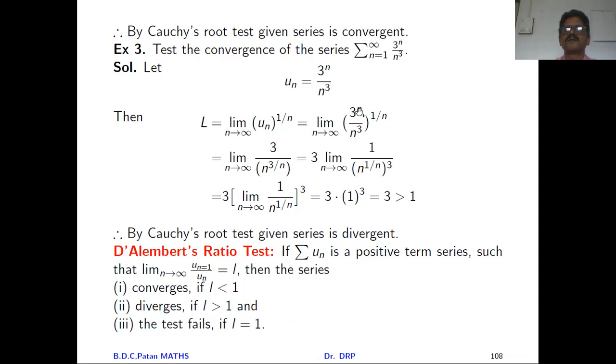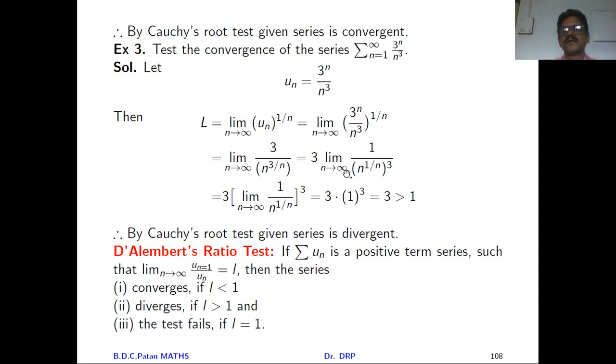So what happens? This numerator is raised to 1 upon n. This denominator is raised to 1 upon n. And there you will get what? In the numerator you will get 3 and n gets cancelled. And here you will get n raised to 3 divided by n, which means n raised to 3 upon n. So this 3 is a constant, we can take it outside.